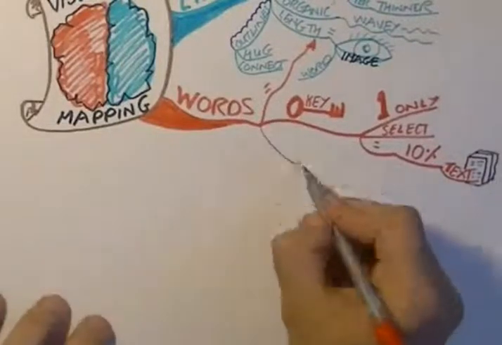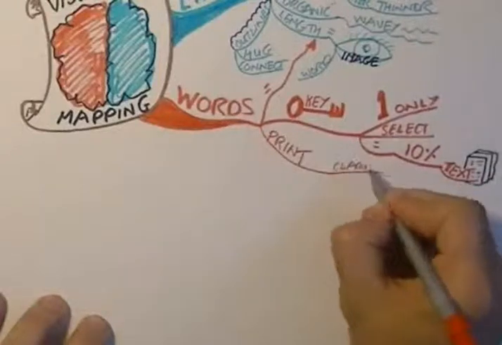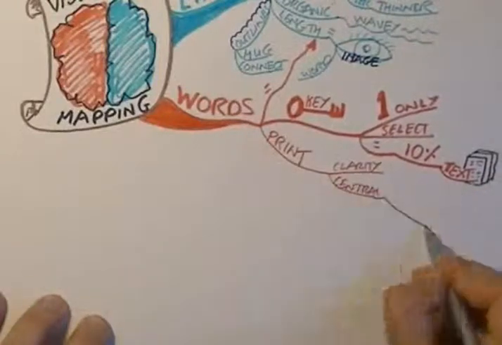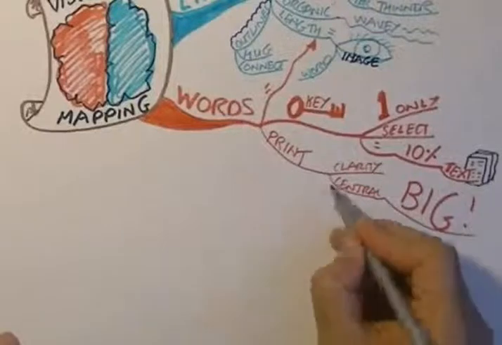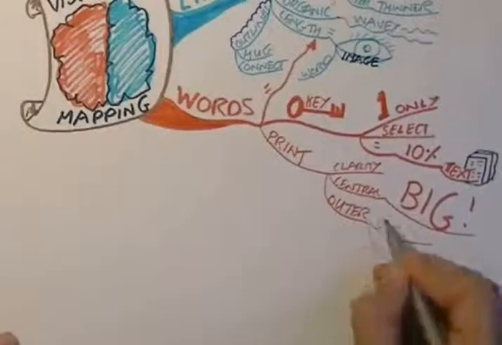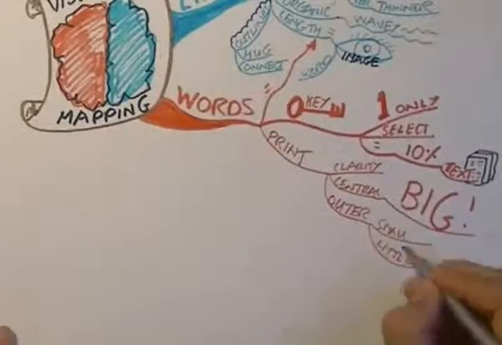The words in general should be printed really clearly, and when they're on a key topic area next to the central image, make sure that they're nice and big so they can stand out. And as you move to the outer branches, they can become smaller.